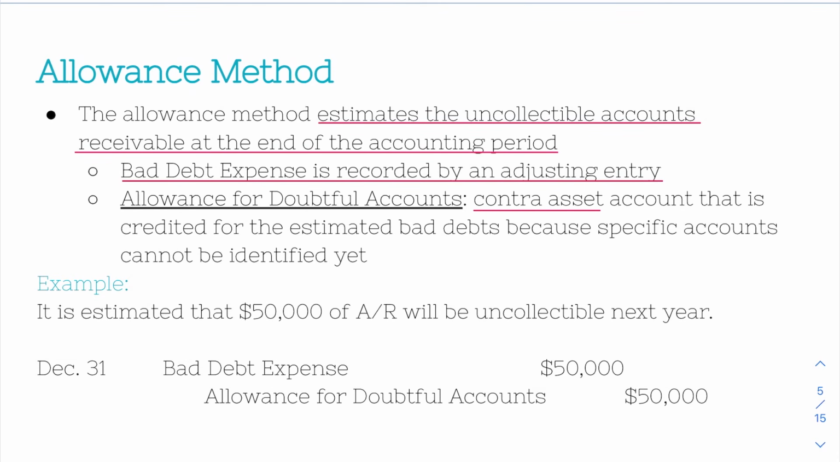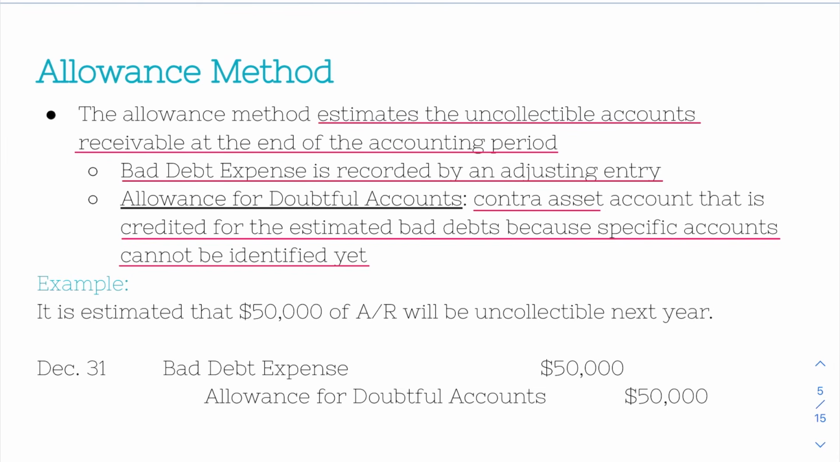So the allowance for doubtful accounts account is credited for the estimated bad debts because specific accounts cannot be identified yet. So this is going to be an account created via adjusting entry, and it's very similar, if you remember, to Chapter 6 and merchandising businesses, and how at the end of the period we created adjusting entries for customer refunds payable and estimated returns inventory. So we do it at the end of the period, and then we draw from that account throughout the period.